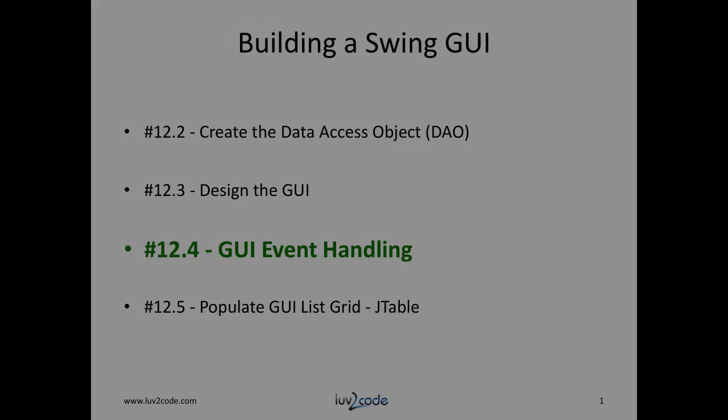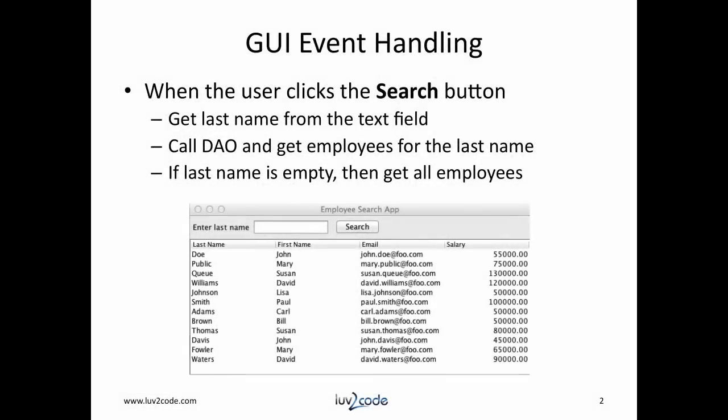So let's get started. In our application, when the user clicks the search button, the first thing we want to do is get the last name from the text field. Then with this information, we're going to call the DAO and get employees that match that last name. In the event that the last name is empty, then we'll call a different method, getAllEmployees.